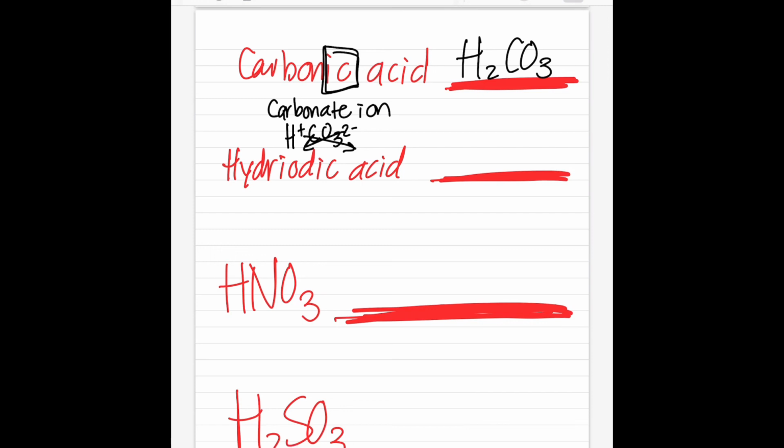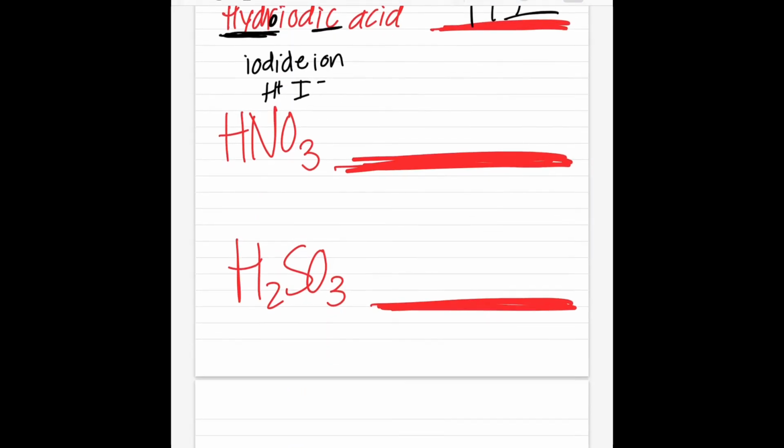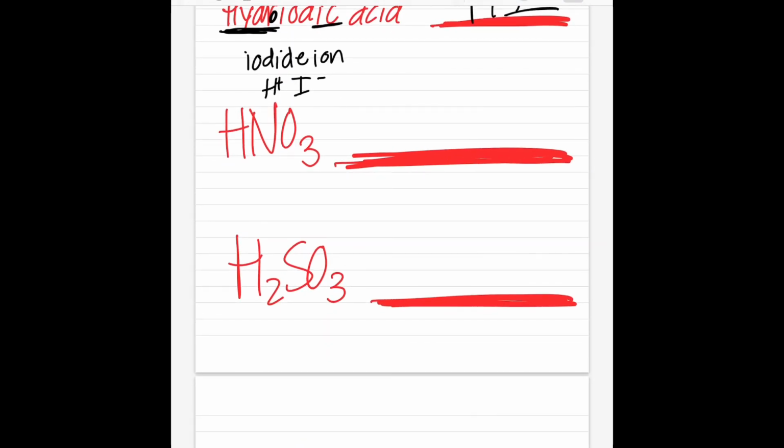The next one, hydroiodic. So there should be an O here. Hydro-ic. Okay, that's rule number 1. So this was called iodide, iodide ion. And that is just I minus. Add your H up front to make it an acid. That becomes HI. HNO3. Take the H off.